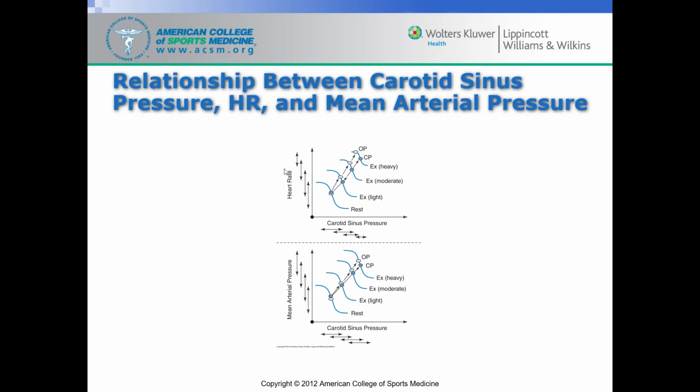Here we see as heart rate increases from rest to various intensities of exercise, the pressure in the carotid sinus arteries also increases. Likewise, we see an increase in mean arterial pressure, which you could think of as the pressure that the left ventricle has to overcome to pump blood. With increased mean arterial pressure from rest to light to moderate to heavy exercise, we also see a higher increase in carotid sinus pressure.